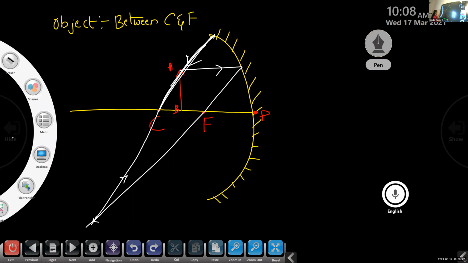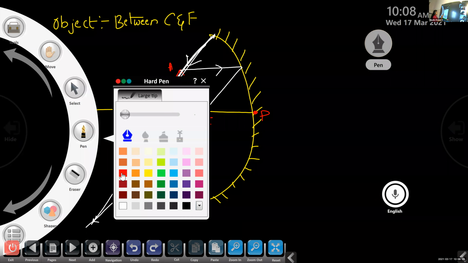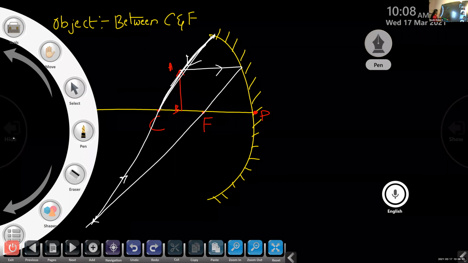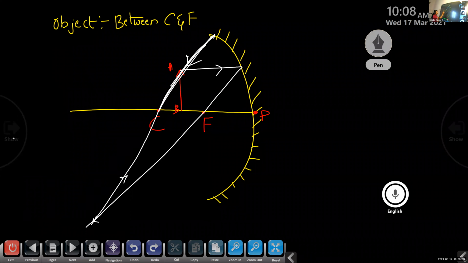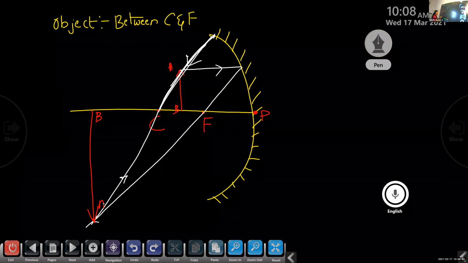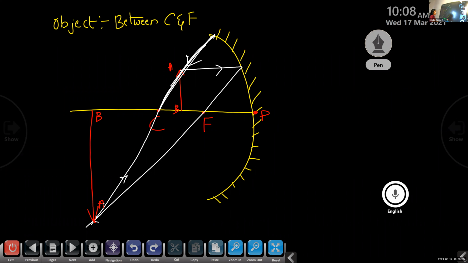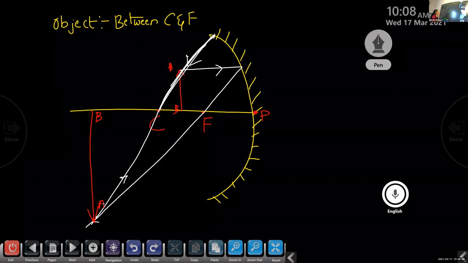Where do these two lines coincide? These two lines coincide at a particular point. Where is it? Is it beyond C? Yes, ma'am. So we get the image here. What about its size? Is it small? The size of the image formed is large. It is enlarged.